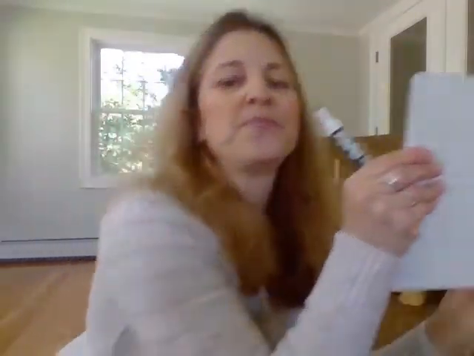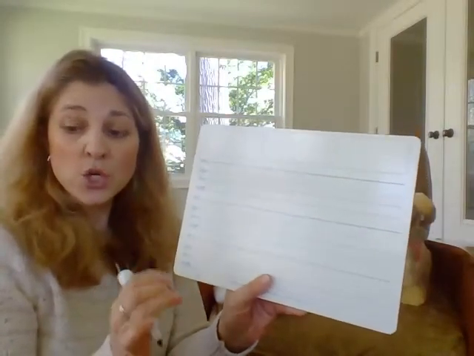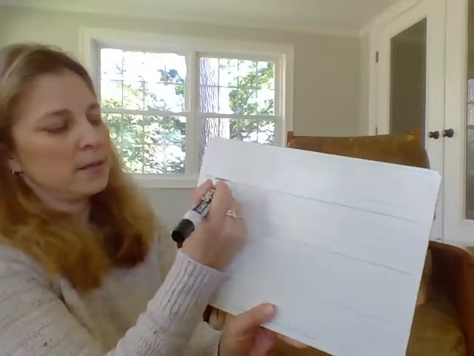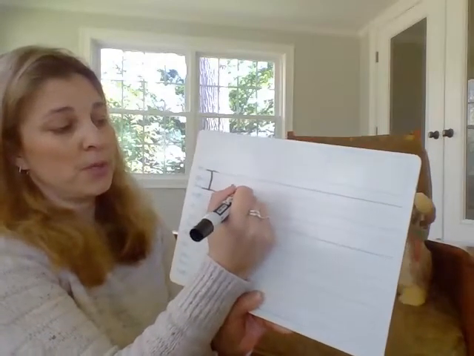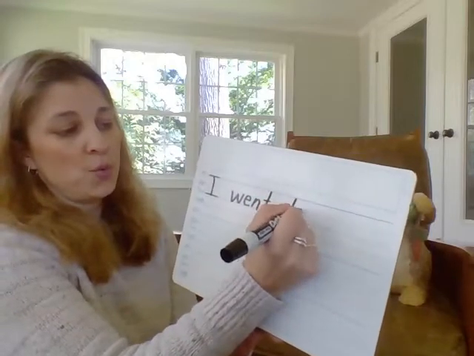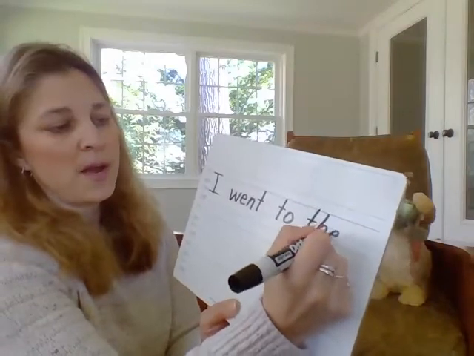The first sentence is, I went to the shop. I went to the shop. Okay, ready? Now I have a board. I know you don't have your boards here at home. That's okay. A white piece of paper is fine. I went to the shop. I. Went. Popcorn word. W-E-N-T. To the. And I'm not going to be able to fit it. That's okay. I'm going to go down here.